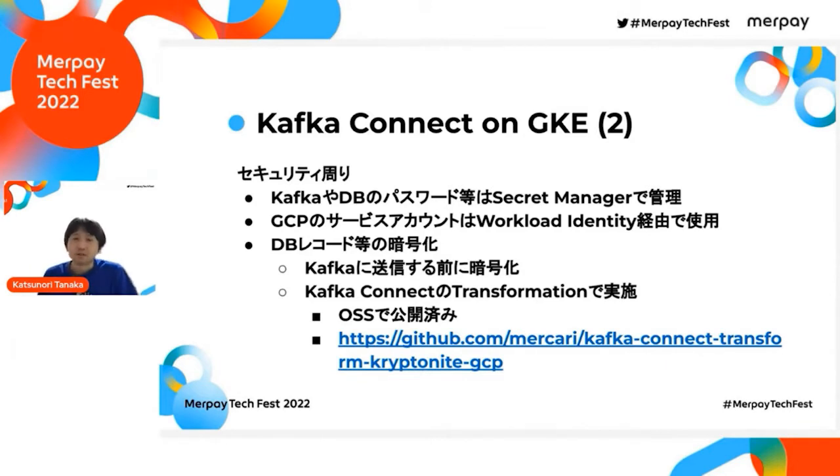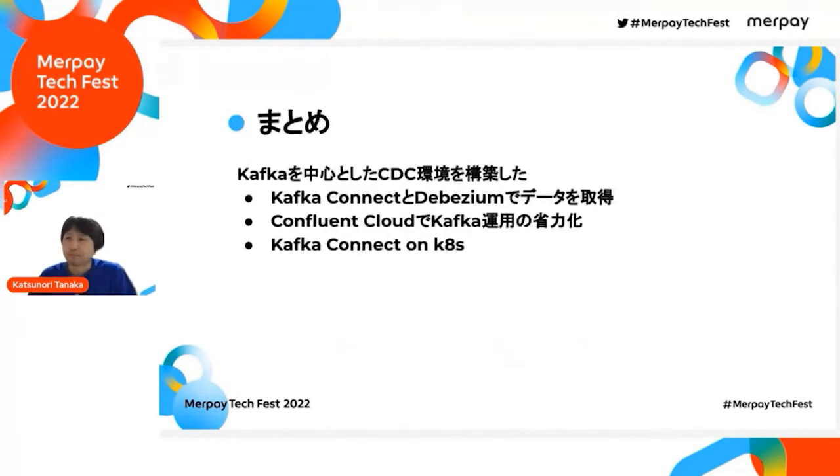Let me summarize the first half of the report. In the first half, we described the Kafka-centric CDC infrastructure built on the Merpay data platform. We built a managed Kafka on Confluent Cloud and used Kafka Connect and Debezium to get data from the DB and send it to Kafka. Kafka Connect and Debezium run on Kubernetes, and we develop and use our own tools to save labor and depersonalize operations. Here, I will now hand over to Mr. Nakamura for the second half.